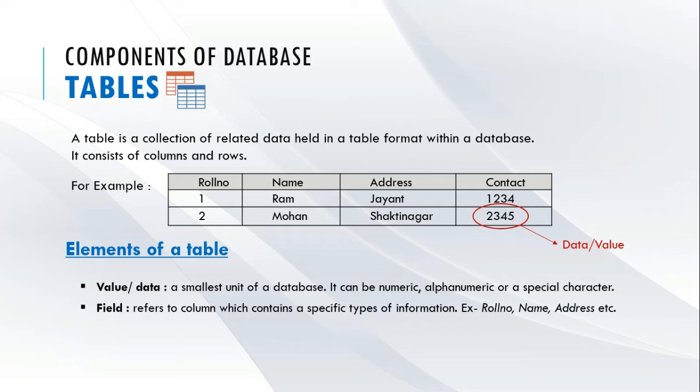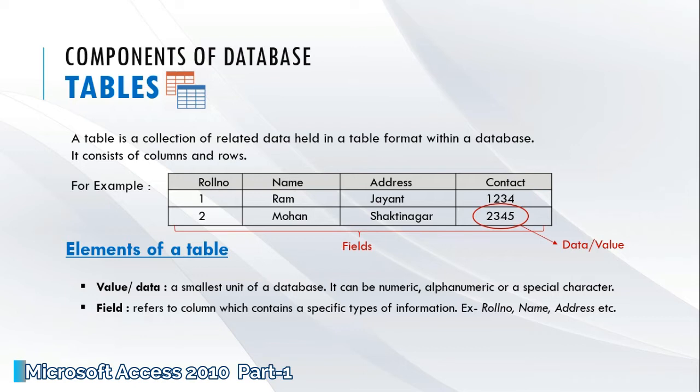The second element is the field. A field simply refers to the columns which contain a specific type of information. For example, roll number, name, address, contact, etc. So you can see in the roll number column, we can only store roll numbers. In the name column, we will only find names. This way, roll number, name, address and contact are the fields of the table.